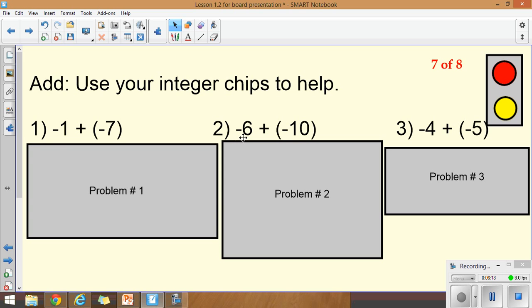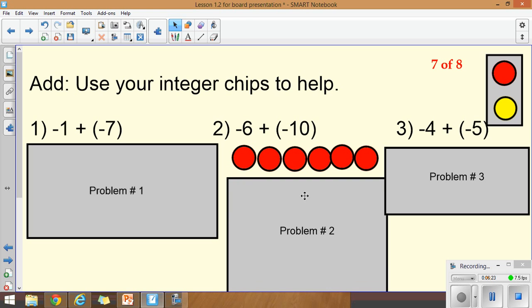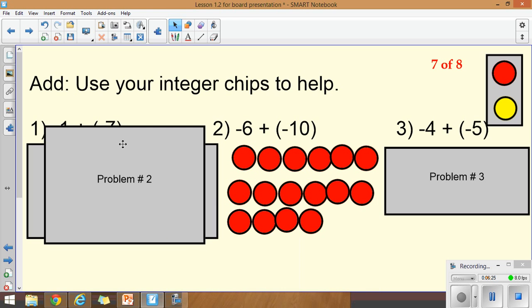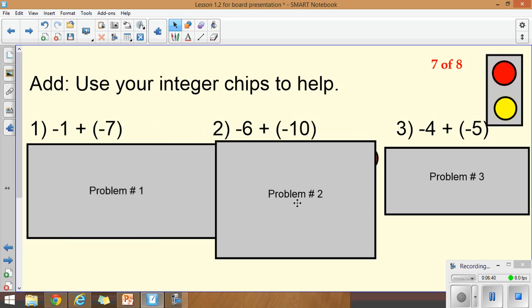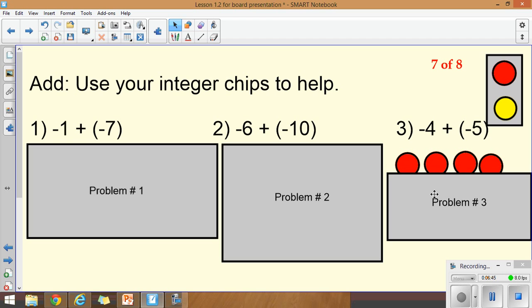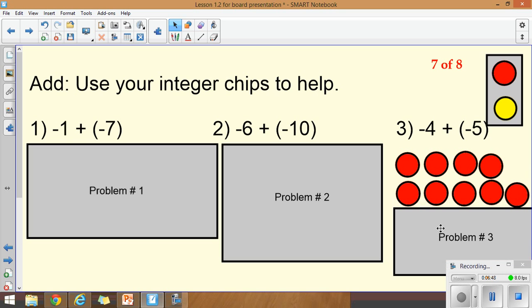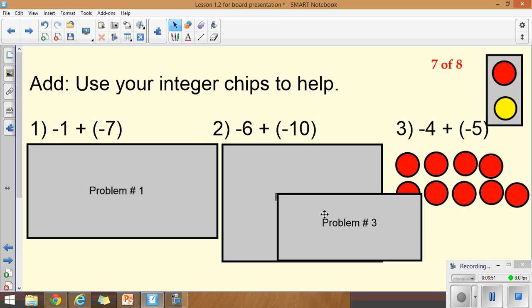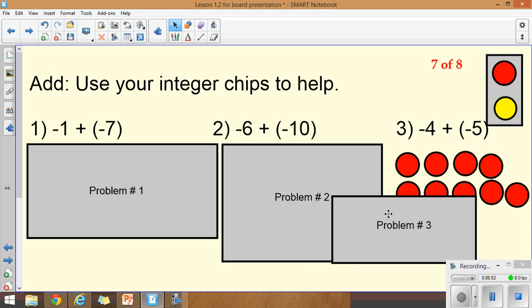Example 2, I have -6 plus -10. I have 6 red tiles plus 10 more red tiles, 2, 4, 6, 8, 10. And I do not have a combination of yellows and reds, so I do not have any 0 pairs. So my final solution is -16. And for example 3, I have -4, so 4 reds, plus 5 more reds to have a final answer of -9.